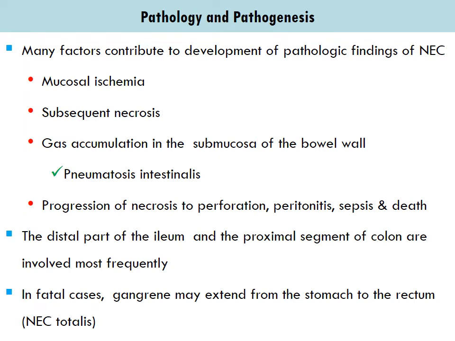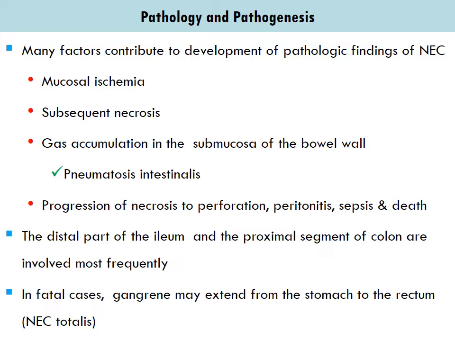Pathogenesis of necrotizing enterocolitis. Many factors contribute to the development of the pathologic findings of necrotizing enterocolitis, including mucosal ischemia and subsequent necrosis, gas accumulation in the submucosa of the bowel wall, pneumatosis intestinalis, and progression of the necrosis to perforation, peritonitis, sepsis, and death.